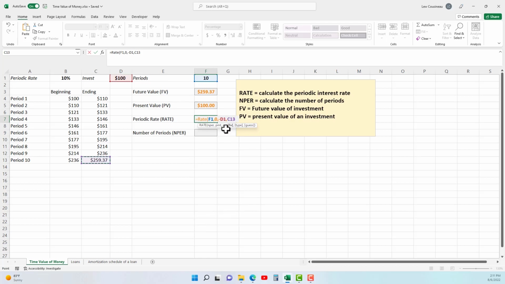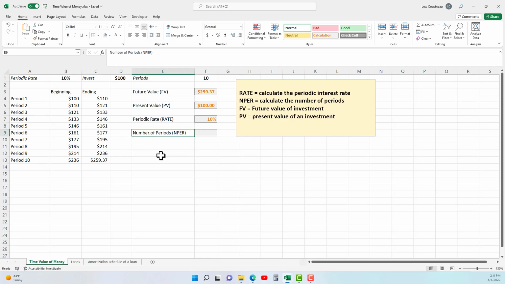So the bottom line is these need different signs. Whether you switch the signs is irrelevant. The number will be the same. And the type is 1, beginning of the period. And we hit enter. And woohoo, 10%. Well, that's interesting. That's the value that we started with.